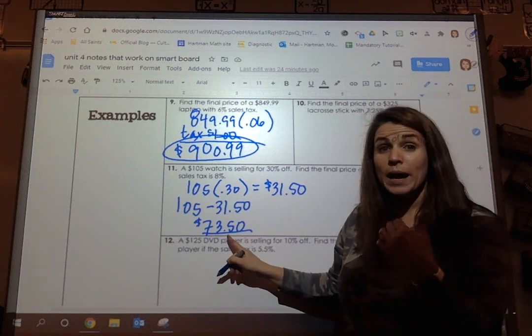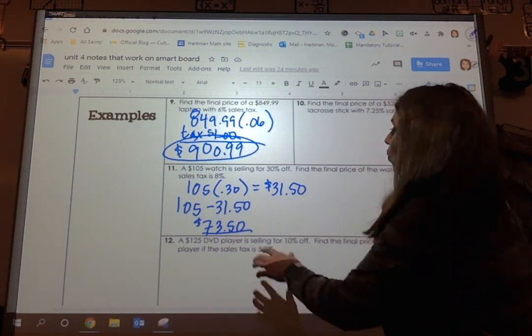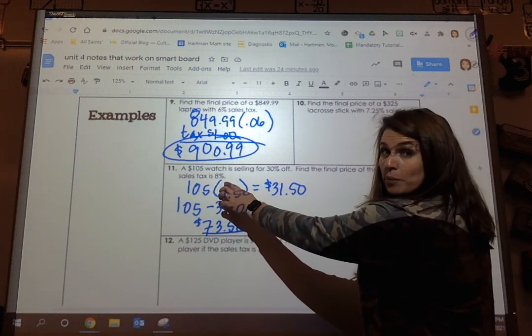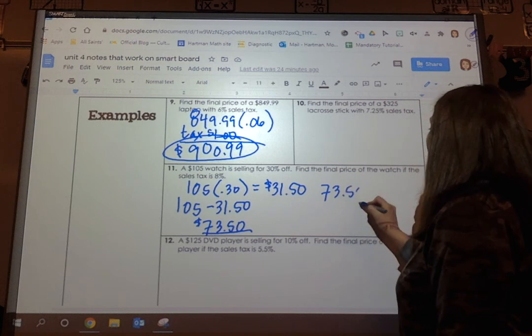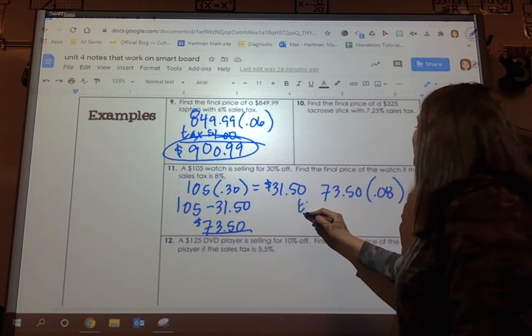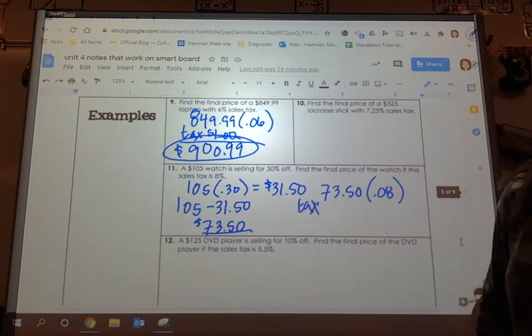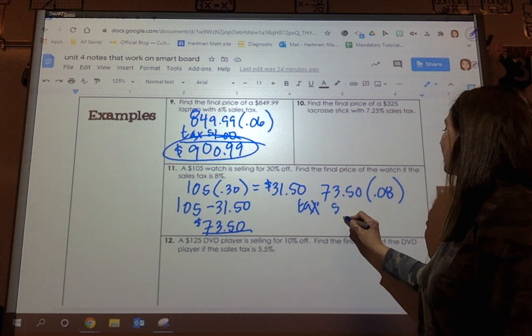But that's not what I pay because I still have to pay a tax on that. So if the sales tax is 8%, now I have to do 73.5 times 0.08, and the tax then is going to be $5.88.